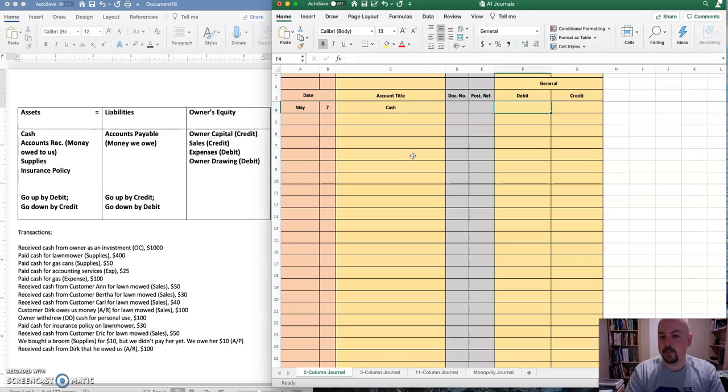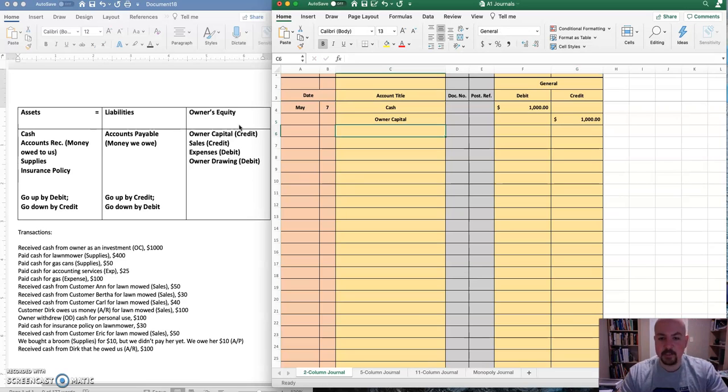I'm not going to worry about these little gray accounts right now. Again, that's for an accounting class. This is not that. This is just a little introduction to accounting. So I'm going to put $1,000 here in the debit column for cash. The other one is going to be owner capital. Owner capital goes up by credit. In this case, we are increasing owner capital by $1,000.